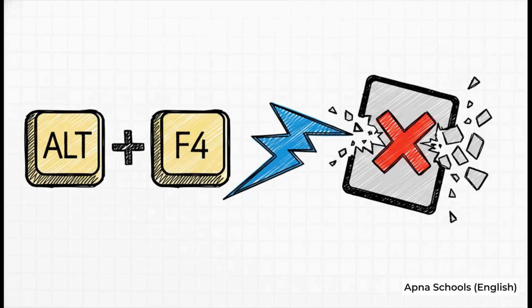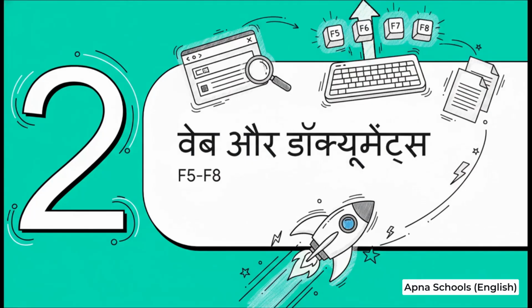And now for a real power combo. F4 by itself doesn't always do a ton, but pair it with the Alt key, and it becomes the quickest escape hatch you've got. Just hold down Alt and press F4, and it will instantly close whatever window you have open. It is the fastest way to shut down a program, period. Okay, you've got the basics down. Let's move on to the next set of keys.